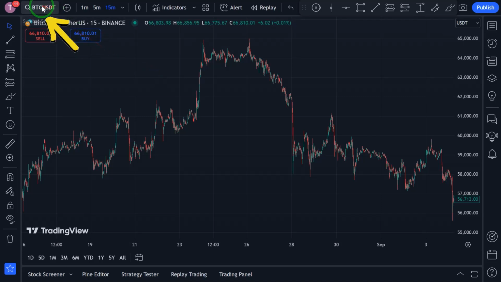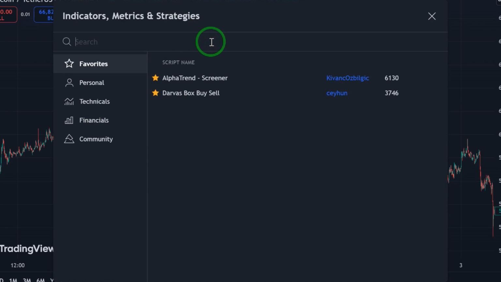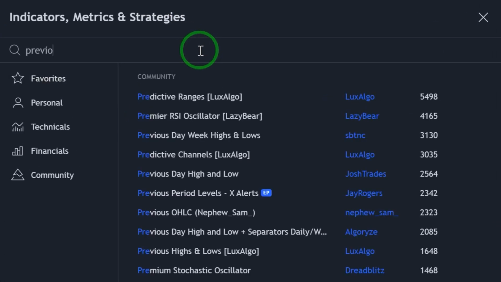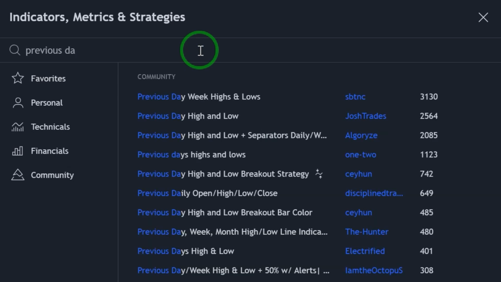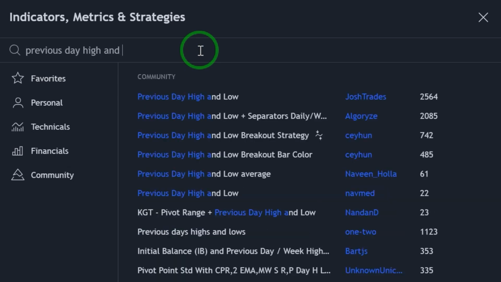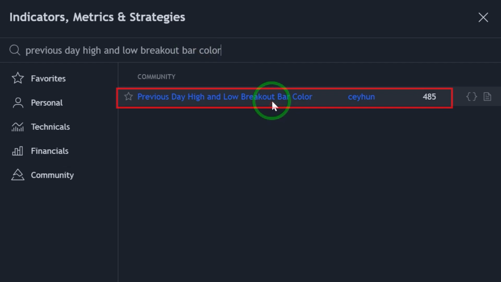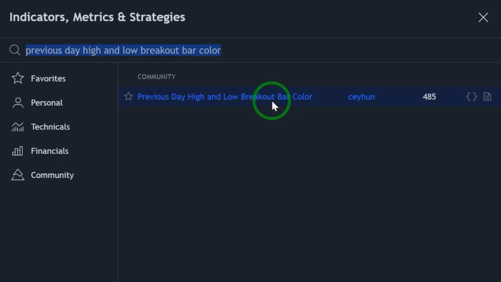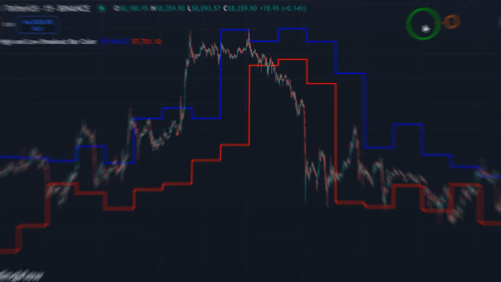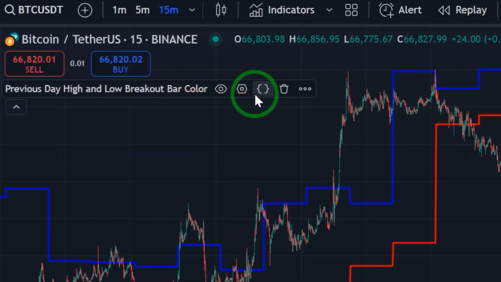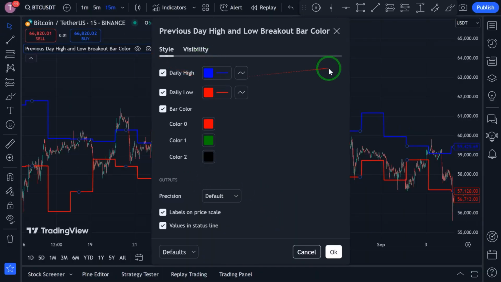After selecting your symbol and time frame, you need to go to the Indicators tab to add the first indicator to your chart. For this, simply search for it. Now just click on it to add it to our chart. After that, we need to go to its settings and make some adjustments. These changes are only in the style section.